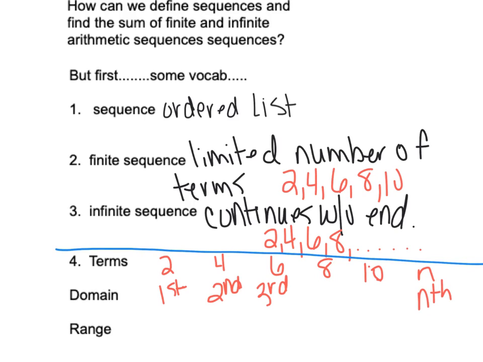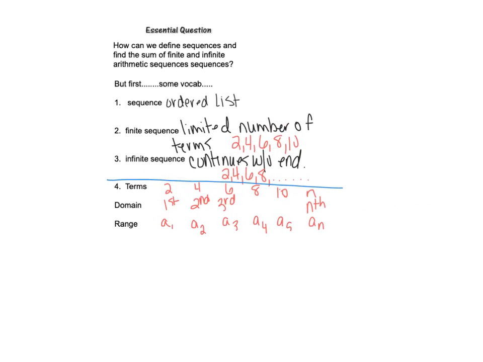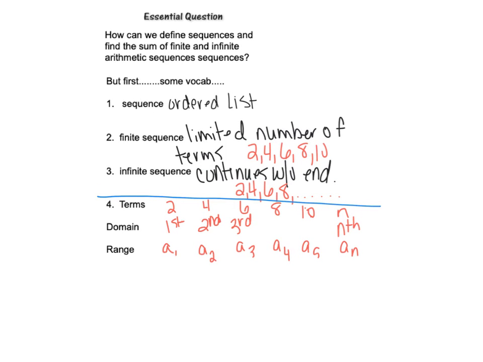The range, just a little bit of notation about it, is going to be a sub whatever the domain is. So for the first term, it's a sub 1, 4 is going to be a sub 2, 6 is going to be a sub 3 because it's the third term, 8 is going to be a sub 4, a sub 5, and then the nth term that we don't know is going to be a sub n. So that's just a little bit of vocabulary that we're going to be using in this chapter, actually these first couple of sections.